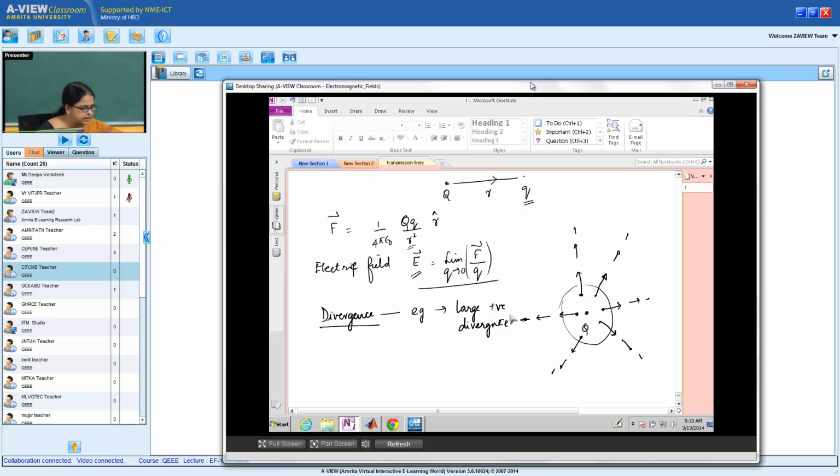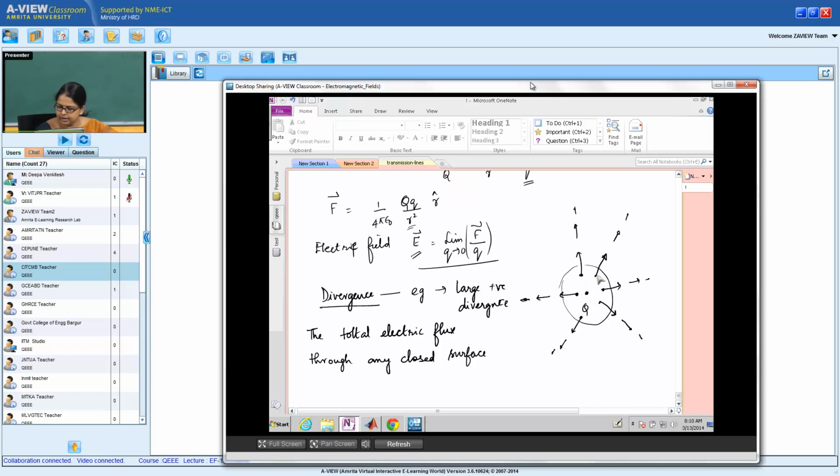Now we are going to go on to say that the total electric flux, remember what was flux? Flux is defined by that surface integral. So electric flux would be the surface integral of the electric field. The total electric flux through any closed surface, considering a closed surface like this, where am I putting the surface? Well, it need not be around the charge. I can put any closed surface.